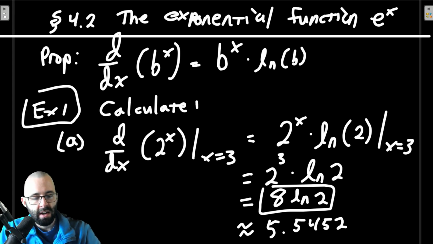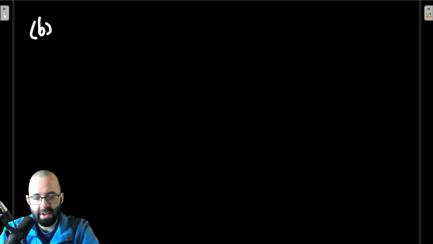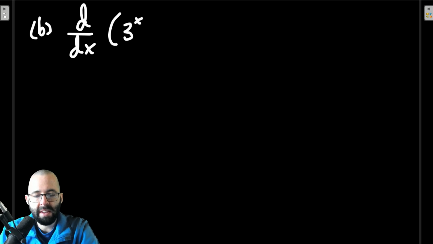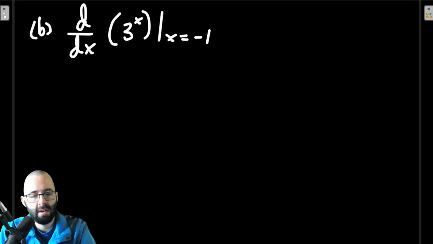All right, and that's basically this video. Let's do a couple more though for extra practice. All right, so let's do part B. I want you to find the derivative with respect to x of 3 raised to the x power evaluated when x is equal to -1. So again, find the derivative first, and then plug in -1.